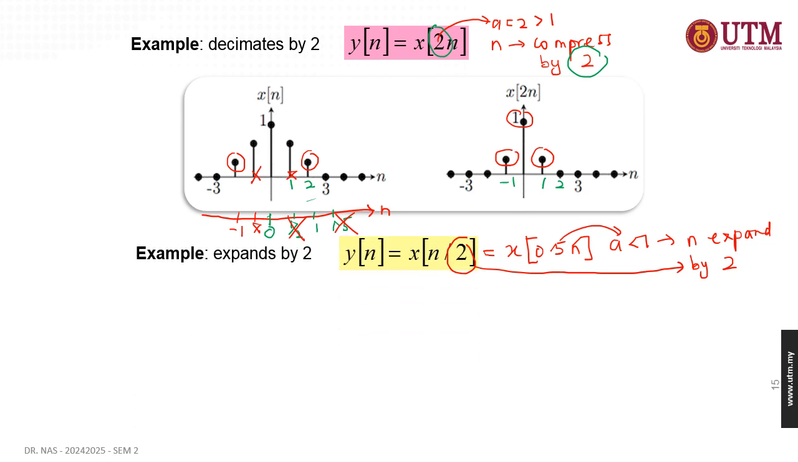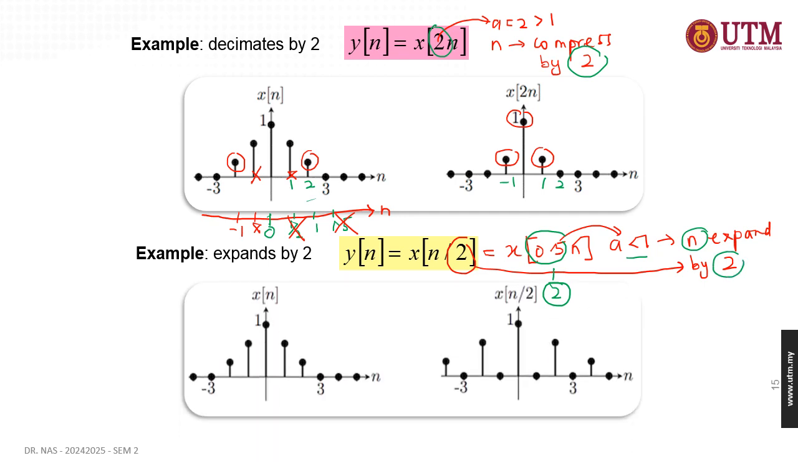When you have x equal to n divided by 2, in this case the scaling factor is 0.5, which is less than 1, so we know that the signal will be expanded by the scaling factor. In this case, 0.5 equal to 1 over 2, so the signal will be expanded by the scaling factor, or the denominator 2. So let's look at this example.